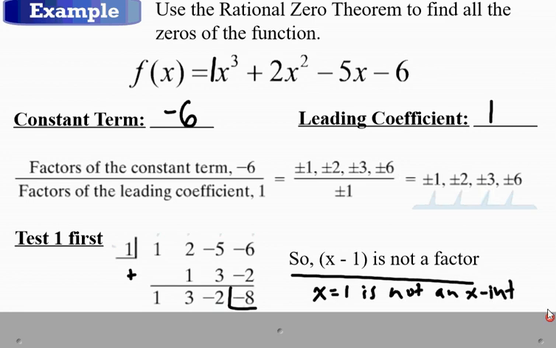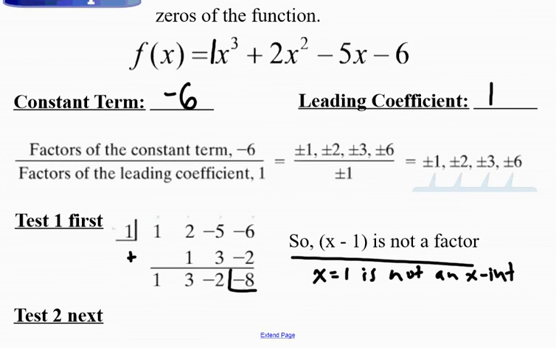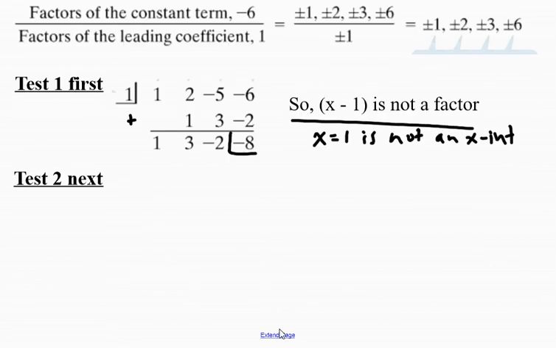So I need to check the next one. Maybe I check 2 next. There's no specific order. You could check -1 next and be just as valid. We don't know, because like I said, there's no better process than this. So maybe we check 2 next. I'm going to use synthetic just to save a little bit of space. If you want to use long division, then go ahead and feel free.